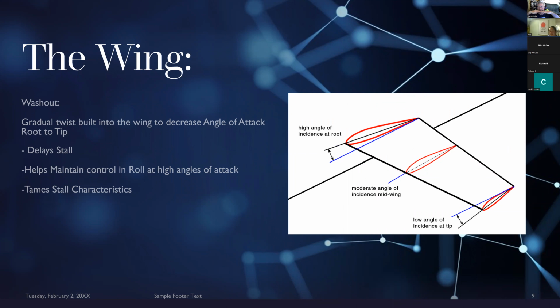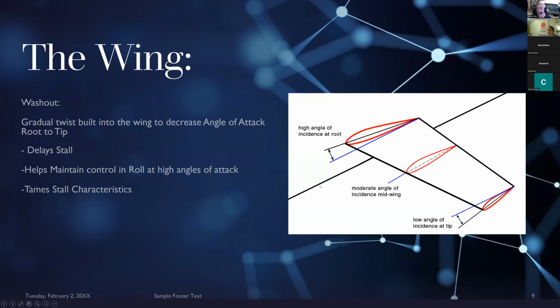Now you have washout, the gradual decreasing of the angle of attack from root to tips. What happens is that when you pitch the wing up, the root, the center part of the wing, stalls first, and the tips stay flying. Now in hang gliders, because the tips are farther back from the center of gravity and the tips are still flying, the root starts to stall. The tips keep lifting and it pushes the nose down.